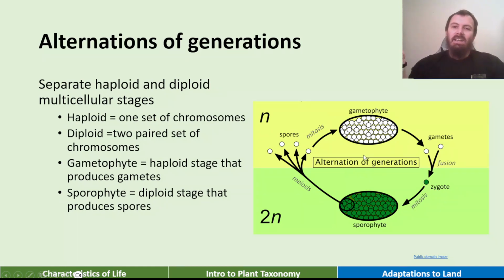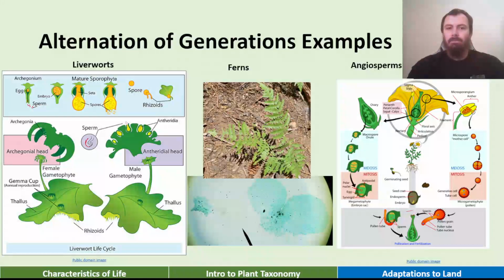Now, I get this diagram is a little bit abstract, so let's look at more life cycles of individual plants. So liverworts, here's a liverwort plant, right? They like to live in really wet environments.